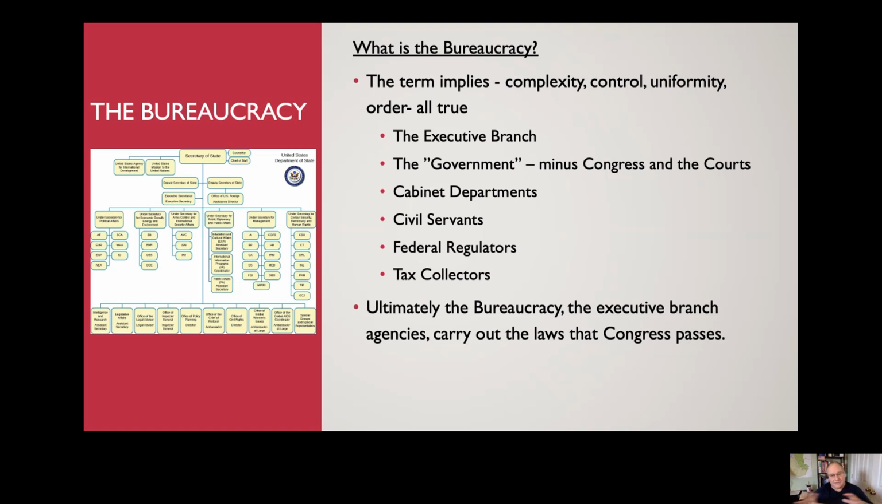The civil servants are all the people that work within them. The civil servants are all the people that work in the federal government, minus the political appointees that come in and change every year. These are career folks, and we'll talk a little bit about how that whole system has changed over time. And then you have federal regulators, who are making sure that the government is doing what it's supposed to. Tax collectors are the people making sure that we are paying our taxes and the government is spending the money the way it should. And ultimately, again, the executive branch is what carries out the laws that Congress passes. That's the purpose of the executive branch.